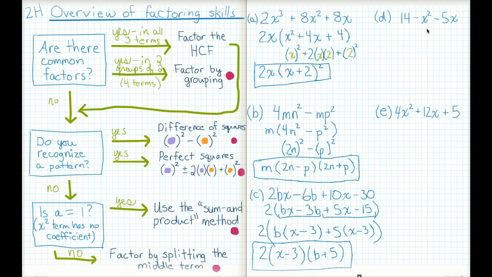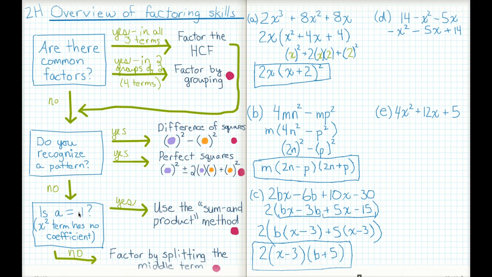Well, the first problem I have here is that this is not in the right order. The x squared term is in the middle. So I'm going to first rewrite it in the right order with negative x squared first. Remember, the sign belongs to the term that comes after it. Then the x term, and then the 14. And now I can see very clearly that the a term is a -1. There's no other number sitting here.